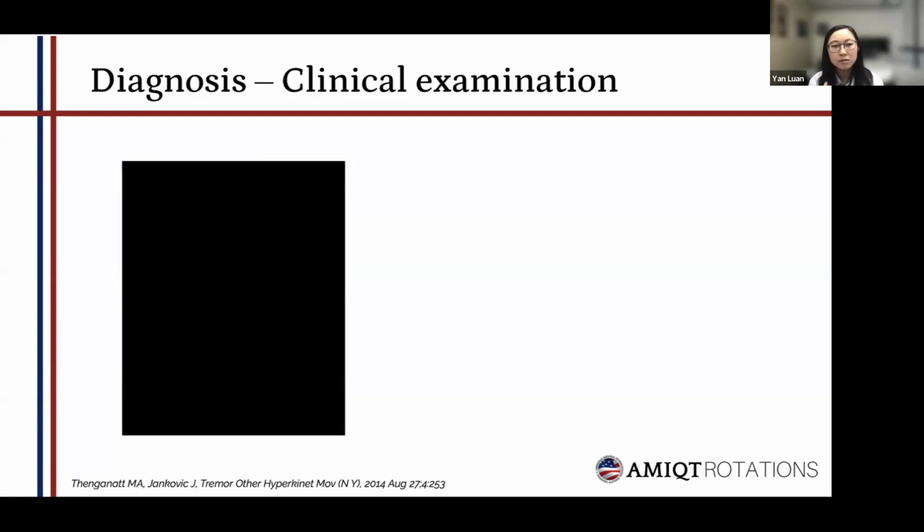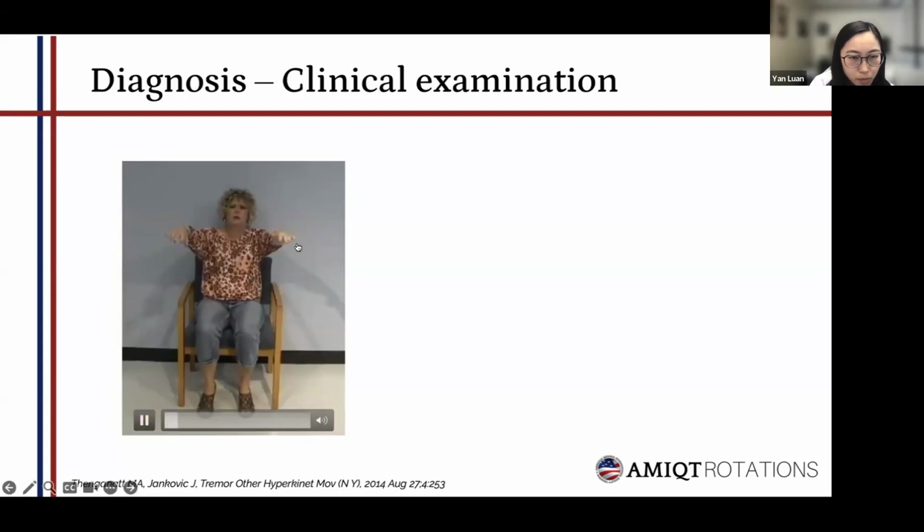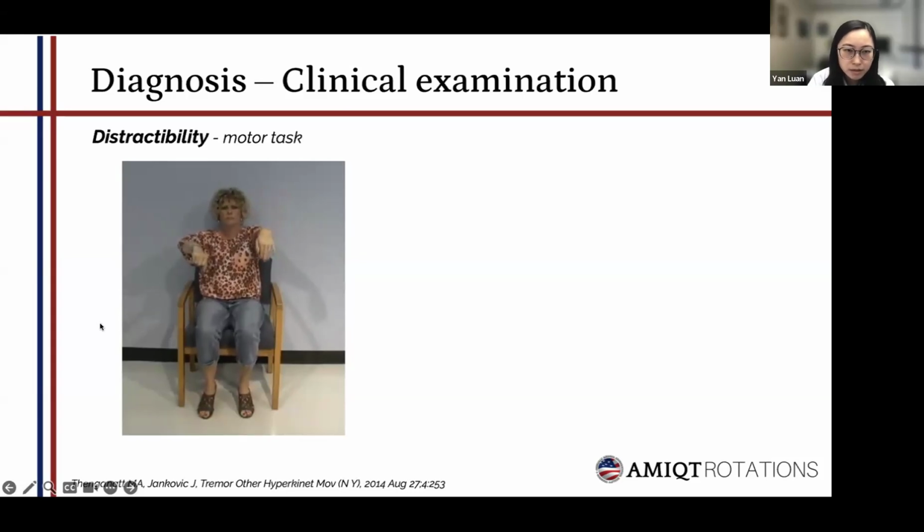Okay, so can you tell me which feature this video is showing? Let's see it together. So we can see that the tremor amplitude in this hand is decreased when the patient is doing repetitive movements of the other hand. The same happens to this hand. So this is an example of distractibility by using a motor task.